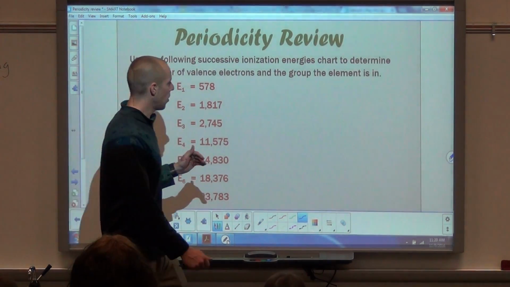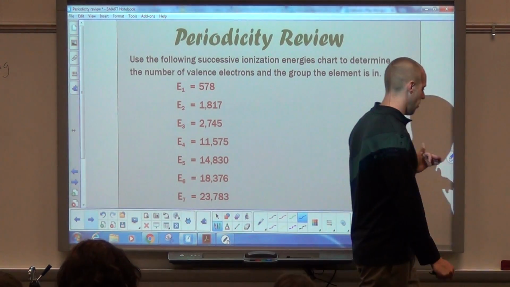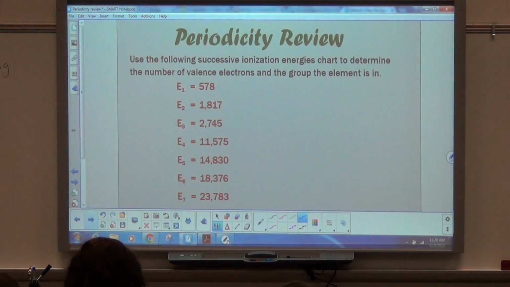Now, we have to be able to determine, first of all, how many valence electrons each group has. Now, I just went through this, right? We said group 1 has 1 valence electron, group 2 has 2, group 3A or 13 has 3, group 4A or 14 has 4, group 5A or 15 has 5, and the oxygen group has 6.